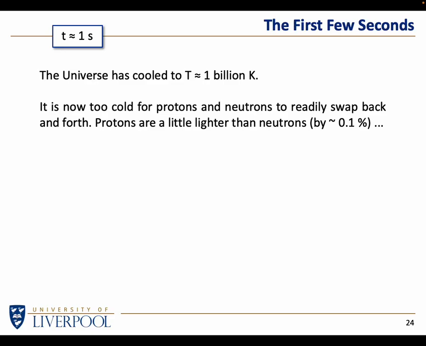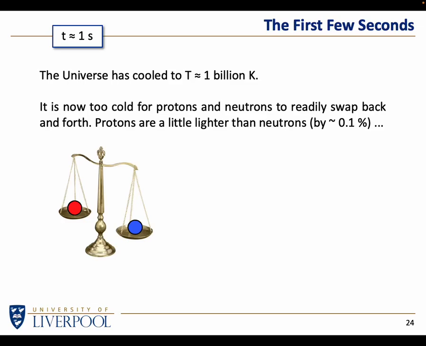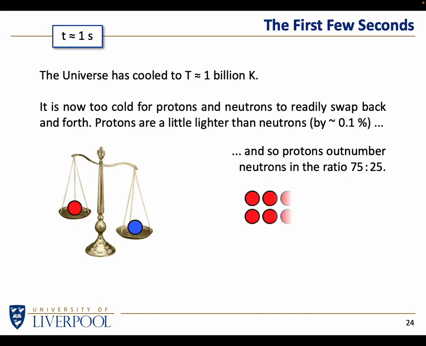So if protons are a little lighter than neutrons, as indicated by this sort of scale, and hereafter I'm going to represent protons as red circles and neutrons by blue circles, what happens is, at this point, 1 second after the Big Bang, protons outnumber neutrons, and it turns out that they outnumber in the ratio of 3 to 1, 75 to 25. I've taken a representative set of 16 particles, so three quarters of them are protons, 1/4 are neutrons. Why should you make more protons than neutrons at this particular point?